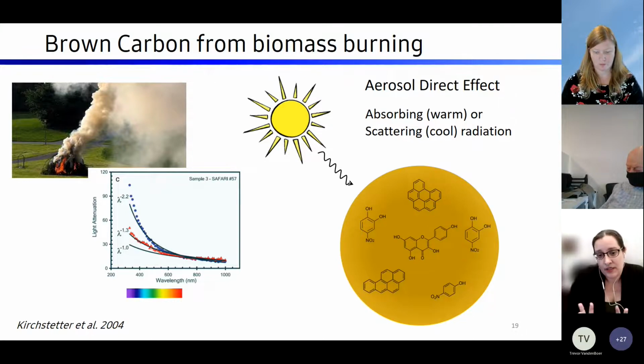Now, the color of these particles is really important because they can actually play a role in the direct radiative effect.